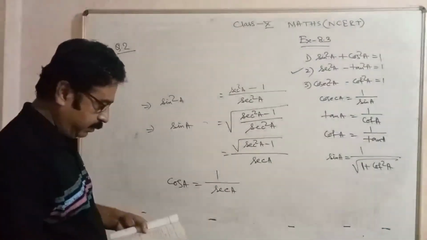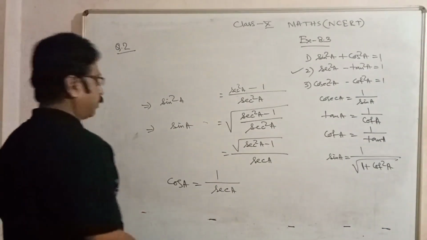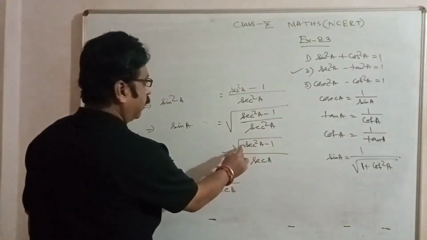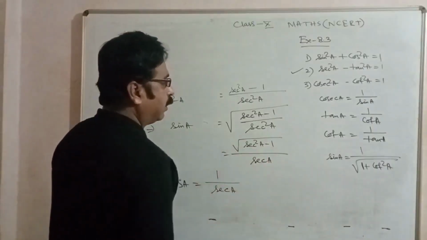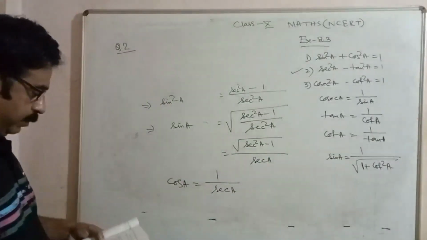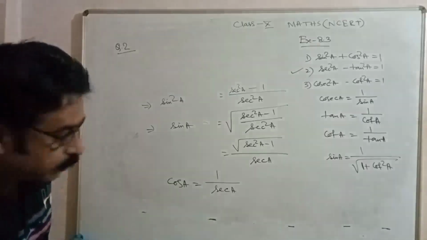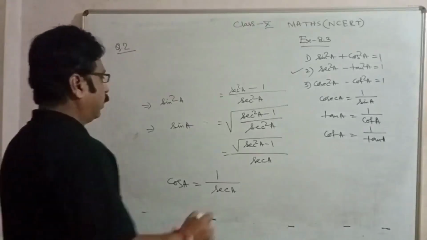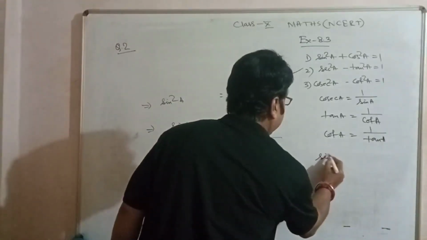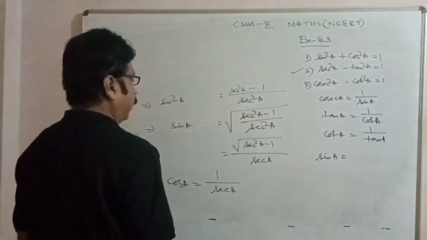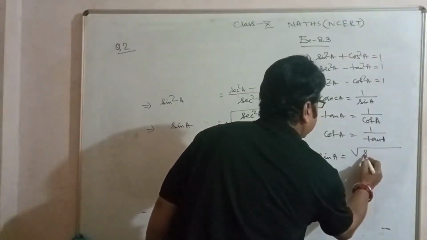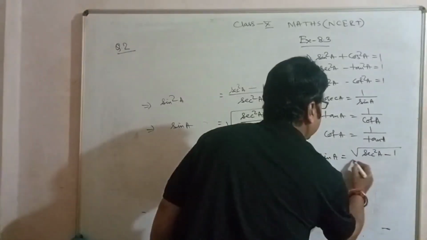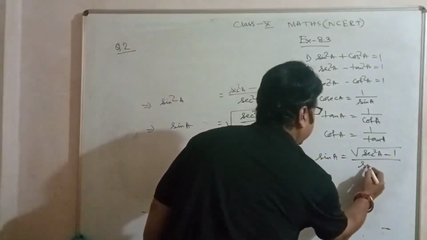Tan A in terms of sec A. Cos A we got 1 upon sec A. Sin A we got root over sec square A minus 1 upon sec A. Sin A under root sec square A minus 1 upon sec A.